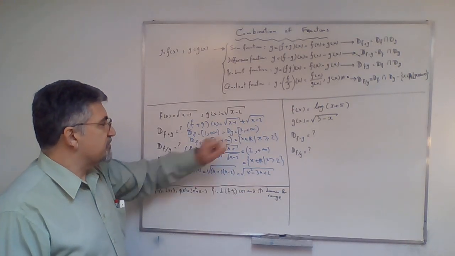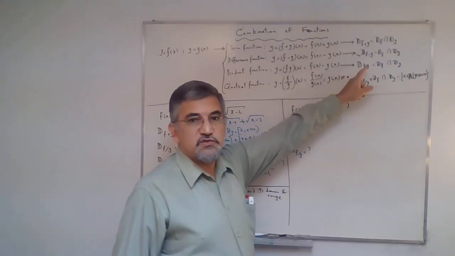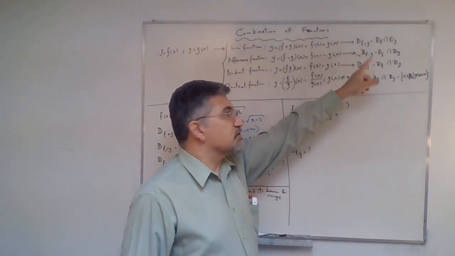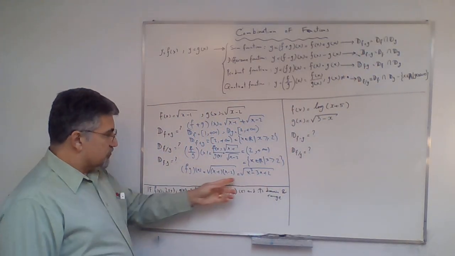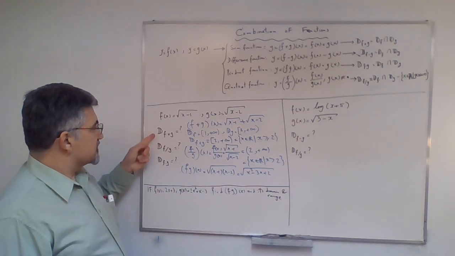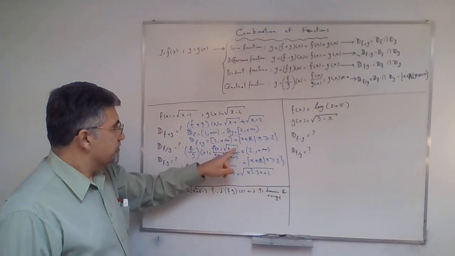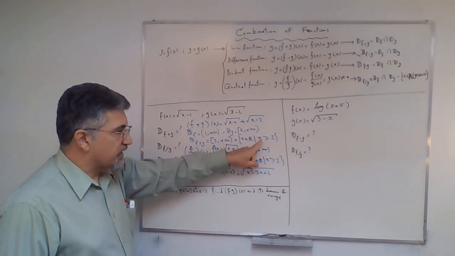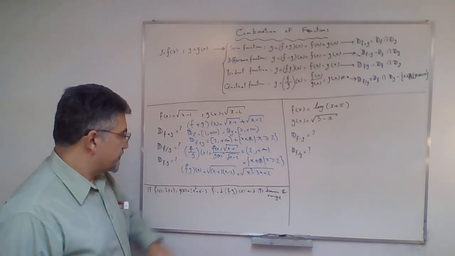But the domain is the same as what it was before, because we know that the domain of the sum, difference, and product functions is always the same thing. So the domain of the product function is the same as the domain of the sum function, which would be what we found earlier, x greater than or equal to 2.